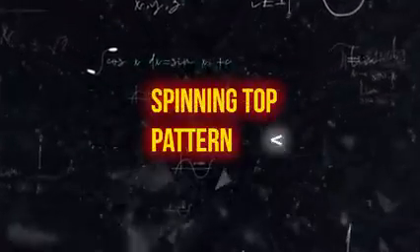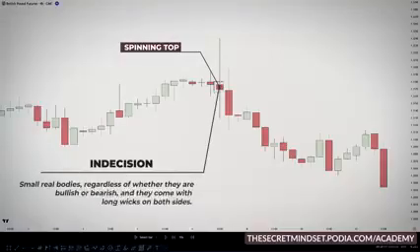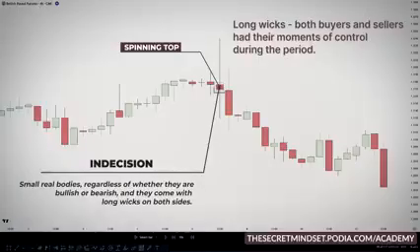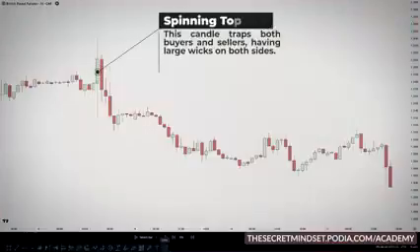Spinning top candles are fascinating because they represent indecision in the market. These candles have small real bodies, regardless of whether they are bullish or bearish, and they come with long wicks on both sides. The small body shows that there wasn't much movement between the opening and closing prices. The long wicks indicate that both buyers and sellers had their moments of control during the period. The result is a candle that tells us the market isn't sure where it wants to go next.